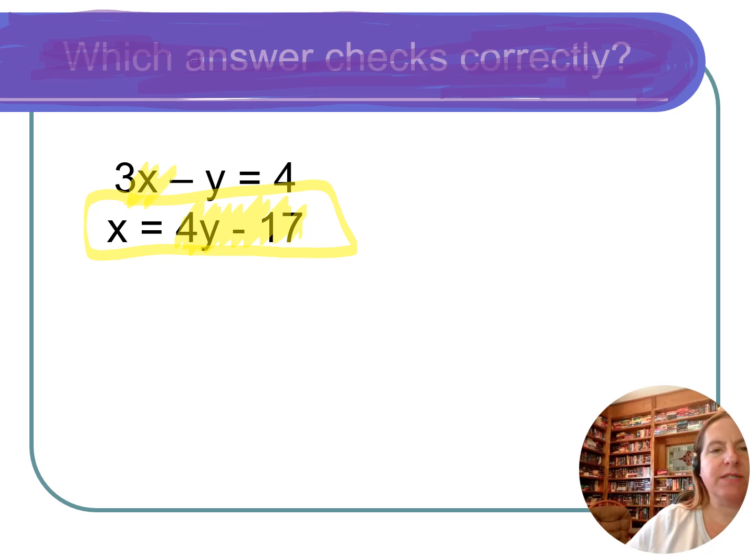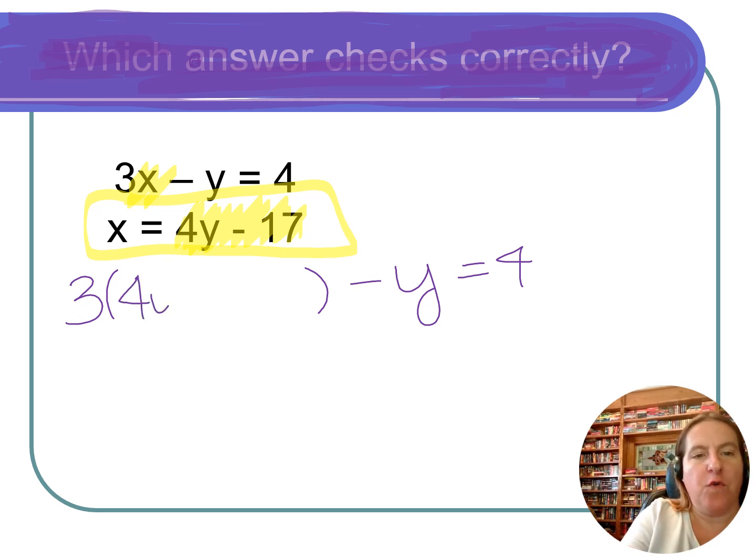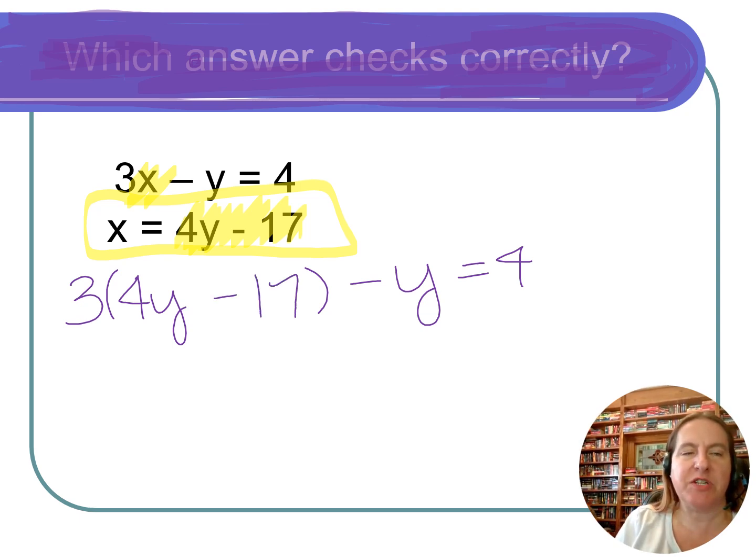in place of x. I like to write down the equation 3, and then I'm going to leave a spot for x, minus y equals 4. Okay, in there, I'm going to put in what x was equal to. So 4y minus 17. We substituted in. Now we're going to have to solve this. Think back to solving equations. This one's a little bit more complex. We're going to have to distribute.